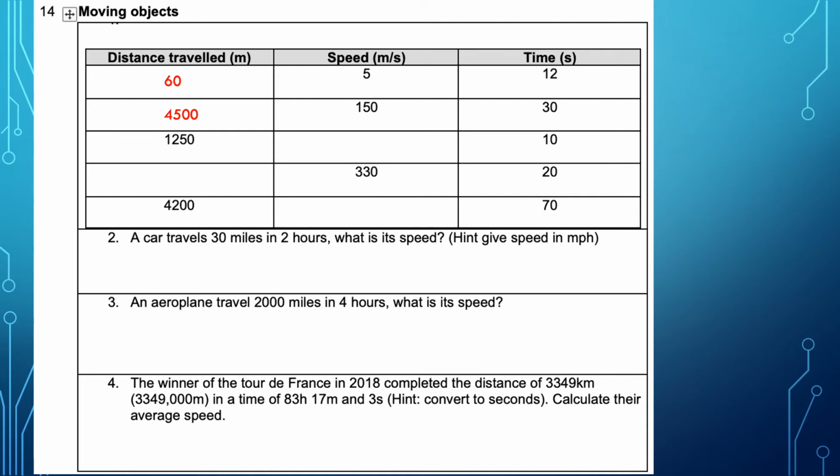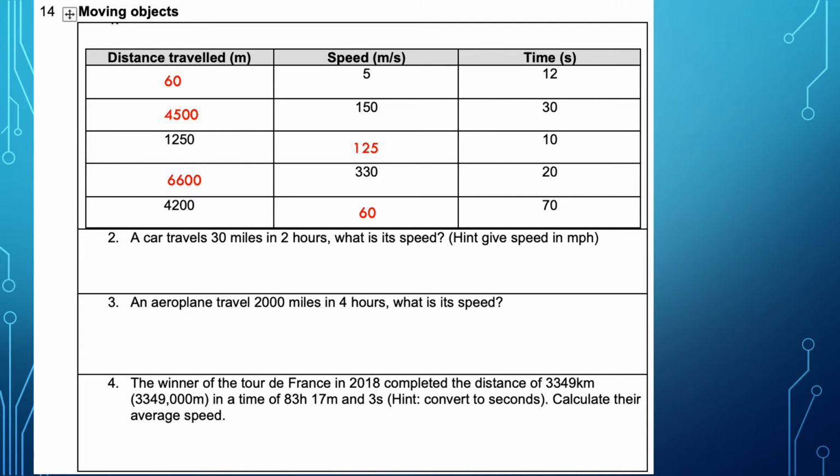All right, so for your third one, you should have gotten 125 because you divided 1,250 by 10. For your fourth row, same thing as the first two, you are multiplying. So you get 330 multiplied by 20, which gives you 6,600. And for the last one, same thing as your third row, you are dividing. Speed is distance over time, which is 4,200 divided by 70, which gives you 60.